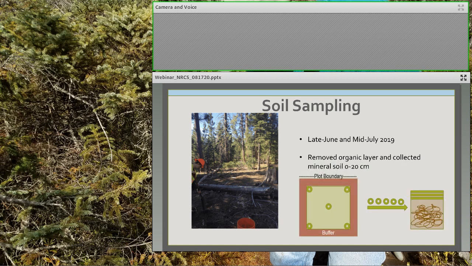Mineral soils were collected by shovel, taking soil from 0 to 20 centimeters depth at 5 points within each plot and pooling them to create 1 composite sample per plot. After collection, samples were kept on ice until returning to the lab, where each sample was sieved to 4 millimeters and air-dried for further analyses.